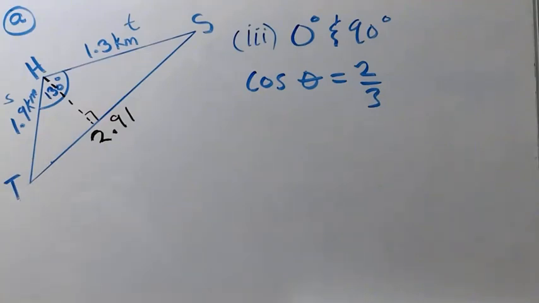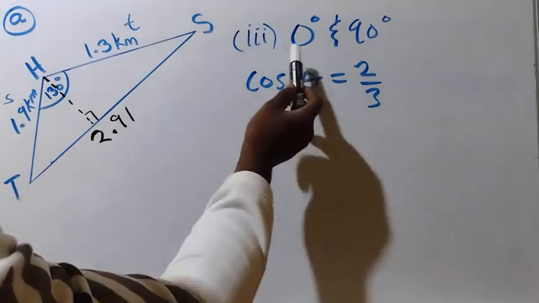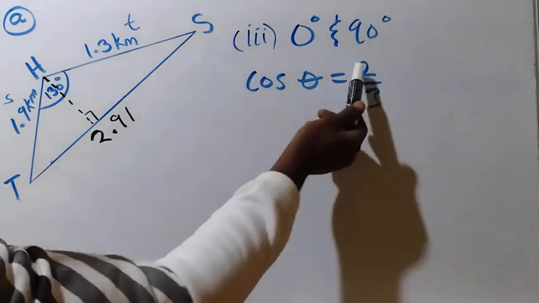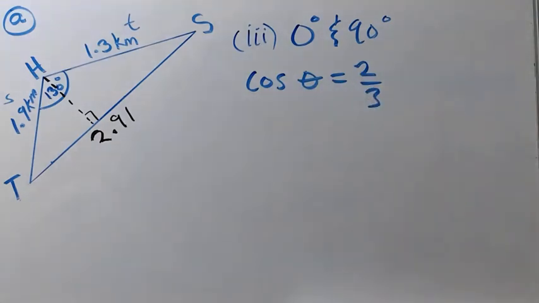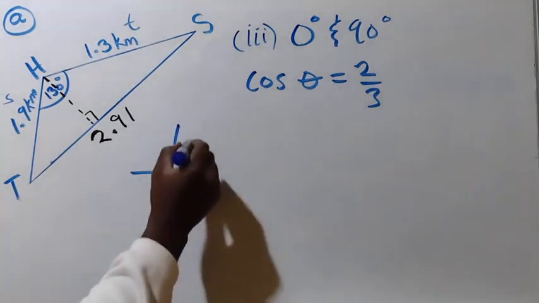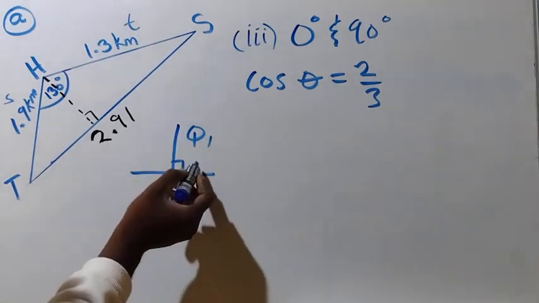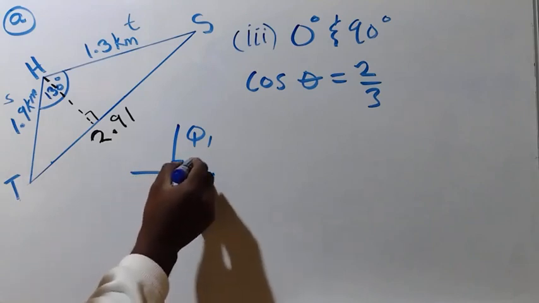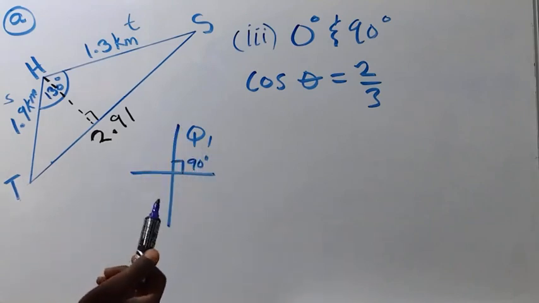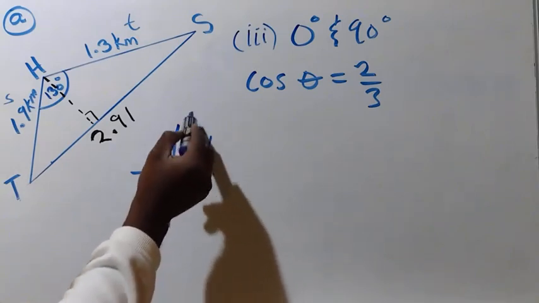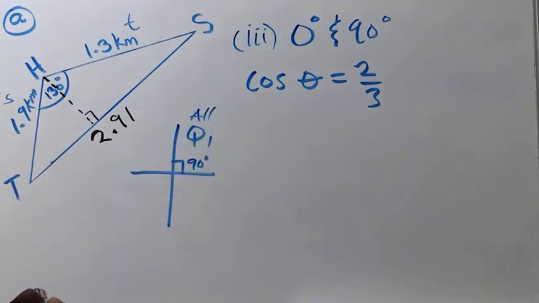To answer this question, make sure that you pay attention to the range that they have given you, the conditions. In this case, the conditions say between 0 degrees and 90 degrees, where cos theta is equal to 2 over 3. When you look at the 4 quadrants, in the first quadrant, we are talking about this, where we have 90 degrees, the first angle. The angle that we are looking at should lie between this. And here in the first quadrant, all angles are positive.